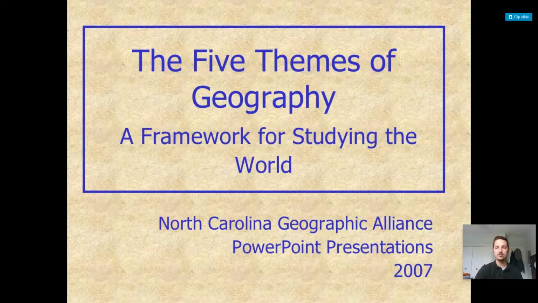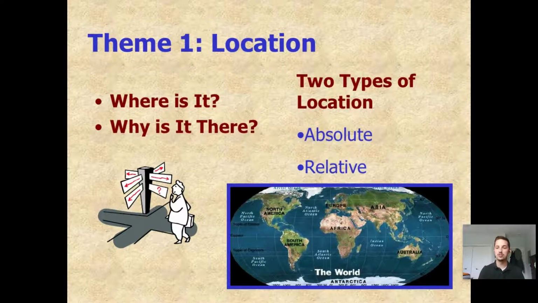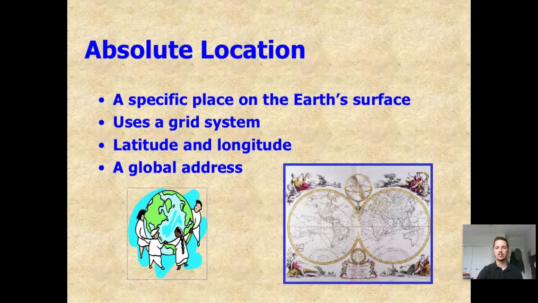So the 5 themes of geography. Theme number 1, location. When we talk about location, we are asking where something is and why it's there. So there's 2 types of locations here today, guys, and make sure you distinguish between the 2 of these in your notes. Type number 1 of location is called absolute location. Absolute location, you're talking about specifics. You're just talking about a specific place on the Earth's surface, uses a grid system that I'm sure you're all pretty familiar with called latitude and longitude, and it's the global address of something.